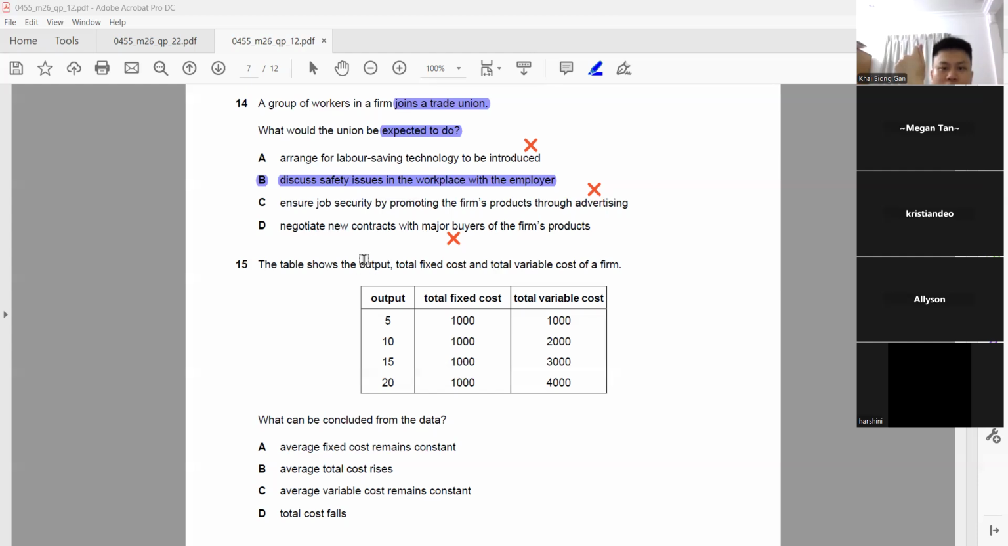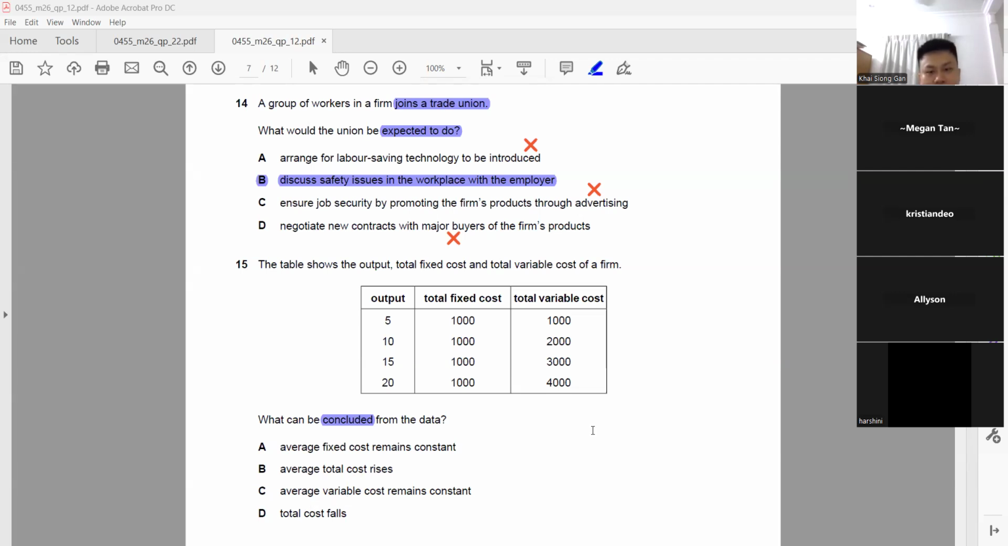Next question. The table shows the output, the total fixed cost, and total variable cost of a firm. What can be concluded from the data? This one you just calculate only. Wait, are you sure or not? How come? Try. Okay. What is the answer for question 15 again? 15. No, need to calculate. Confirm got answers, right? Okay, then we calculate one by one. I saw that different answers were being given.